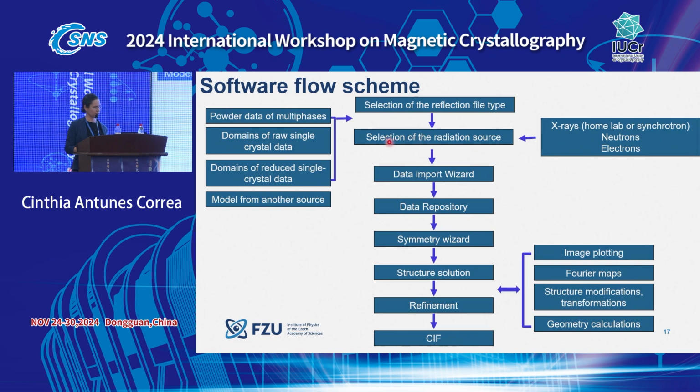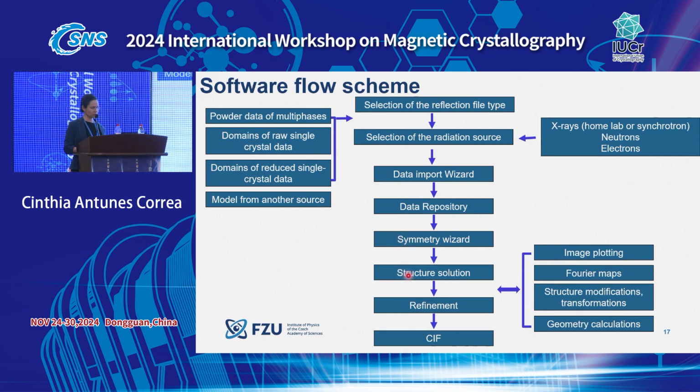from neutron diffraction, right? Then you select which radiation source you have there, and here you can use, as I said, either X-ray, neutrons, or electrons. You can also combine them. If you have different data, you can combine them all and use them at once. Then we go through the data import, where JANA saves the data repository. Then, using this data repository, you can use the symmetry wizard to define the symmetry, the space group.